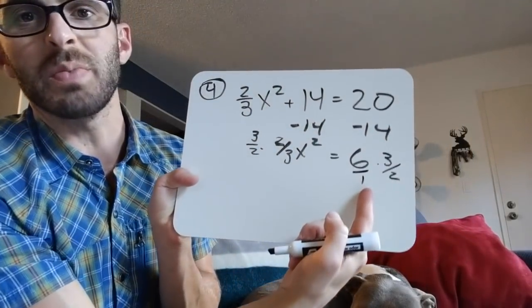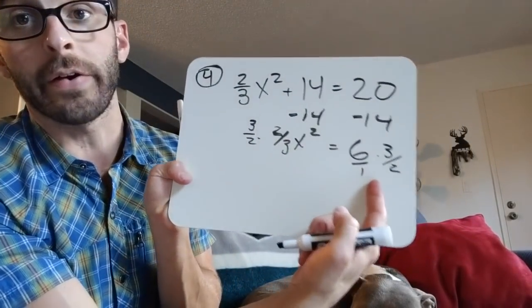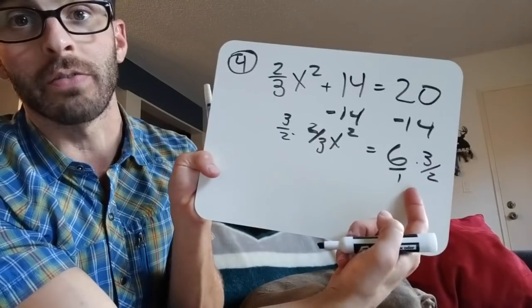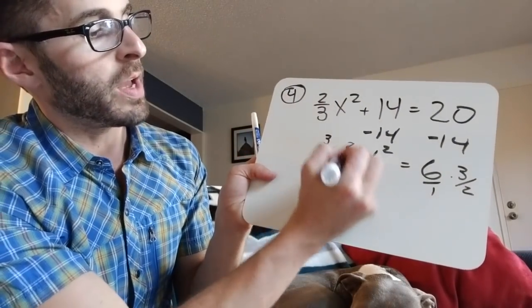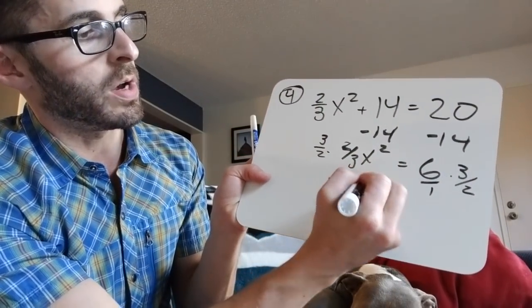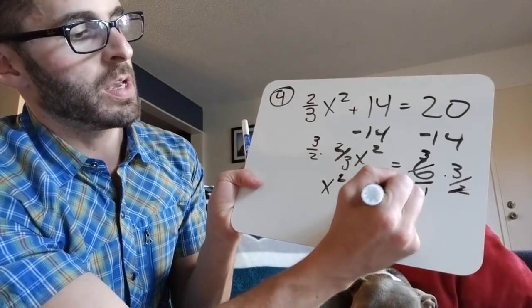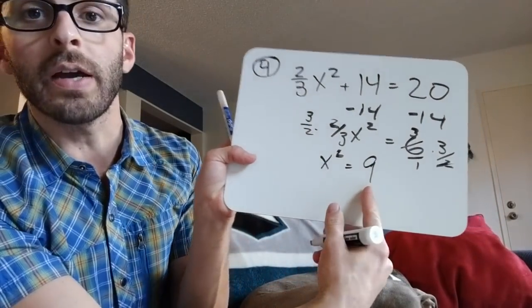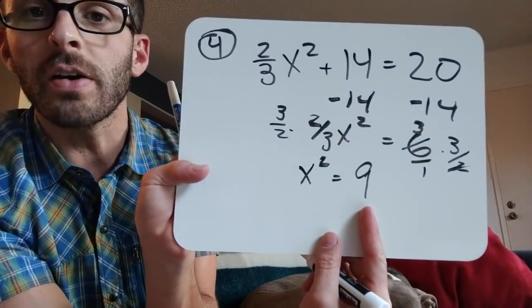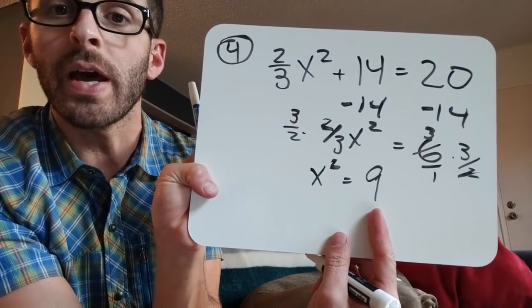This is just to help us make it look nice, especially since I'm writing on a whiteboard at home on a video. All right, 3/2 times 2/3 is 1. 2 goes into 6 3 times. X squared is now equal to 9. But that's not good enough. It's not good enough to know what x squared is. We need to know what x is.